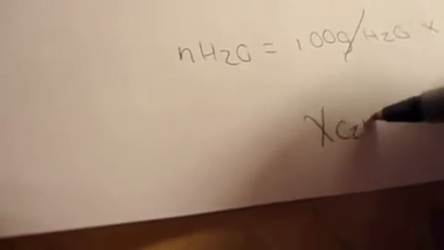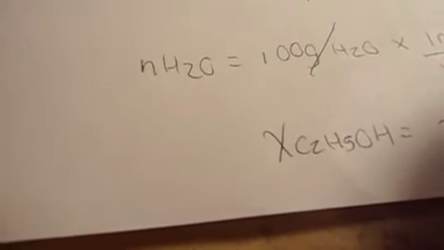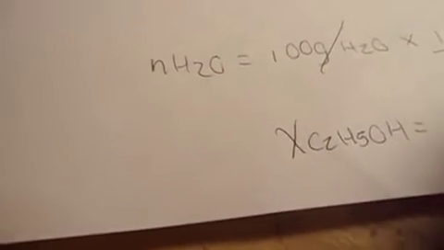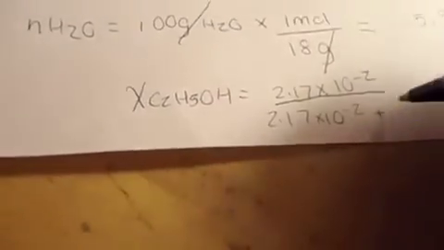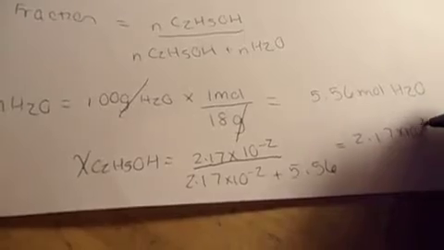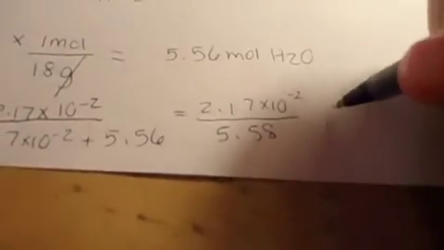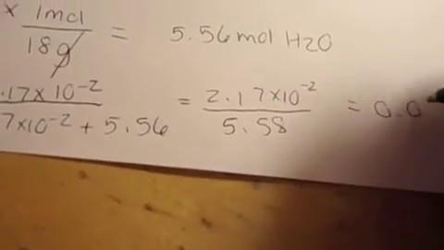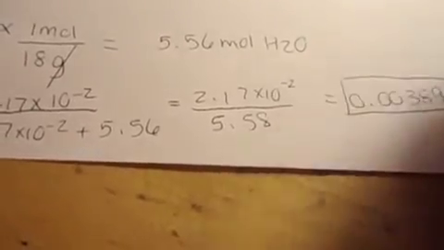So now the equation becomes very simple. X means mole fraction of our ethanol is going to be the moles of ethanol, which we found previously, divided by the moles of ethanol plus the moles of water. So that gives us moles of ethanol divided by total moles, which is going to be a final answer of 0.00389. And there's your mole fraction.